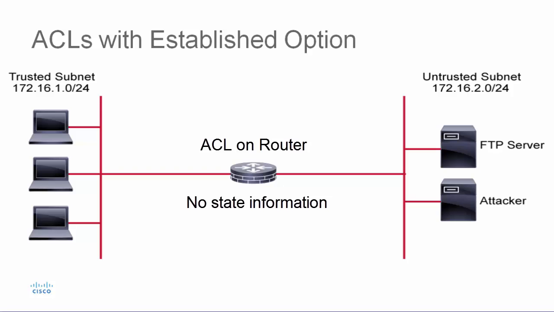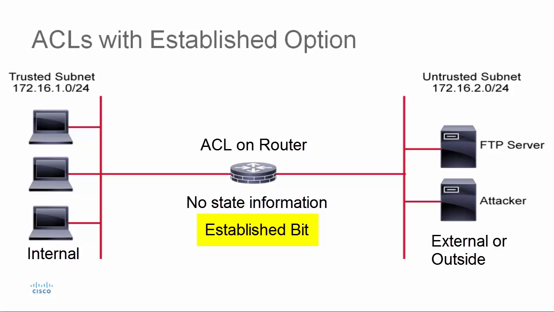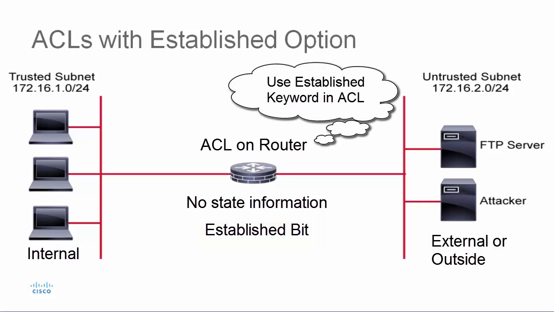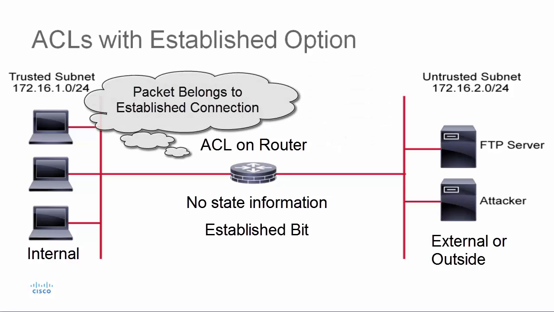One of the tools that can be used to help determine if the traffic is originating externally or if it's return traffic that was originated internally is the established bit. The established option looks to see if the bit is set and thereby is an indicator of where the traffic originated. Using the established keyword in an ACL will cause the inspection of the ACK and reset bits, which will indicate that the packet belongs to an established TCP connection.